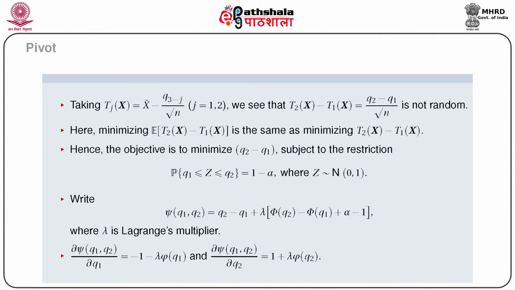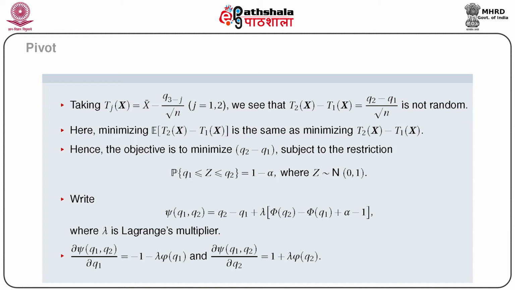Therefore, T1(X) is equal to X bar minus q1 by root n, and T2(X) is equal to X bar plus q2 by root n. Hence, the length of the interval is given by T2(X) minus T1(X), which is equal to (q2 minus q1) times 1 by root n. It is not a random variable. So, our objective is to minimize q2 minus q1 subject to the condition that the probability that q1 is less than or equal to capital Z, which is less than or equal to q2, is equal to 1 minus alpha, where Z is a standard normal variable.